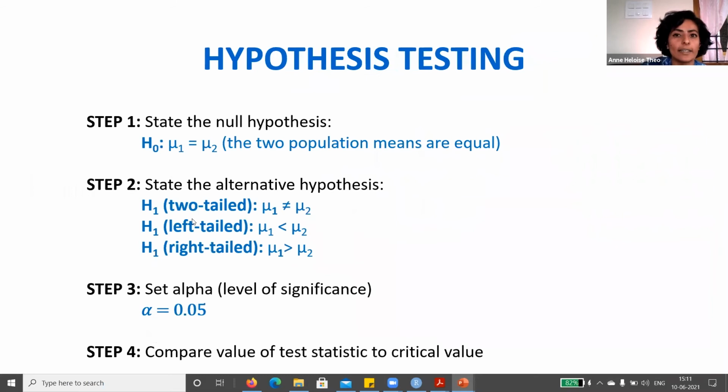Okay, so this is clear, correct? We can maybe repeat the steps one more time to be sure.